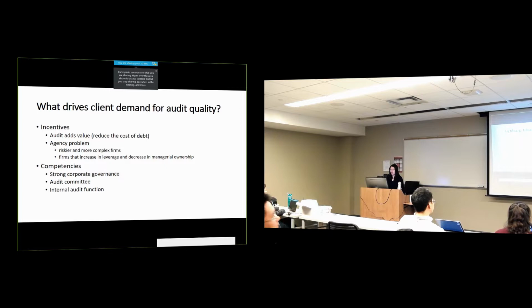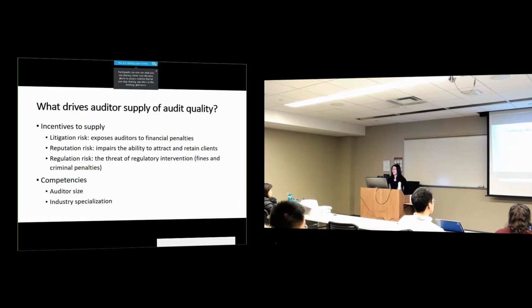Firms that increase in leverage and decrease in managerial ownership will also demand higher audit quality. As for the competencies, they find that firms with strong corporate governance and audit committees, and firms whose audit committees have stronger powers, will also demand higher audit quality, as will firms that have an internal audit function. Then he also talks about the auditor's supply of audit quality, which is also a function of the incentives to supply and the competencies.